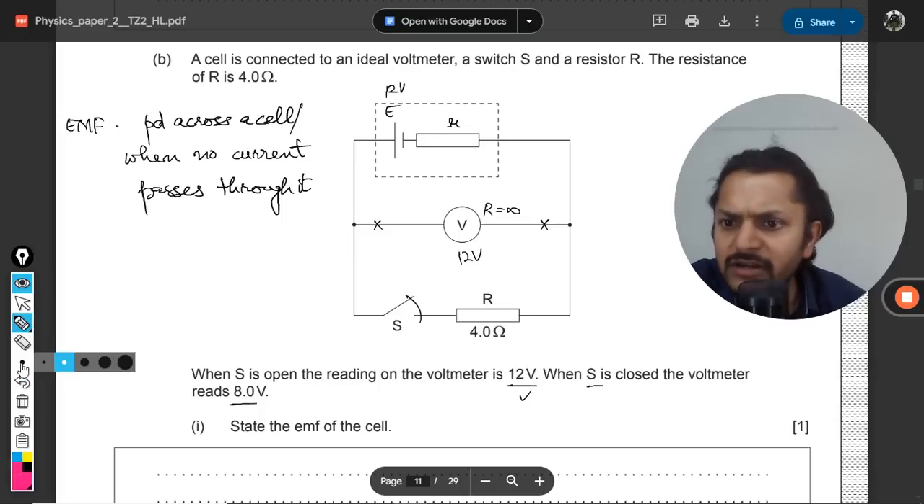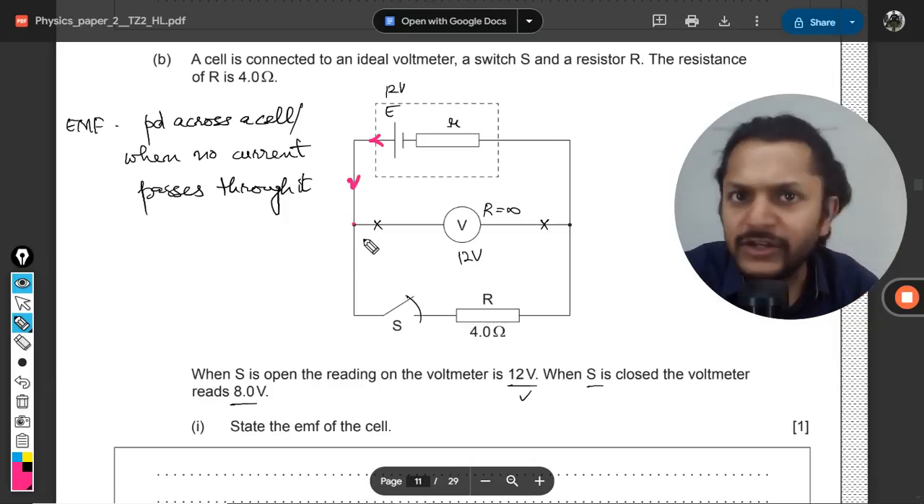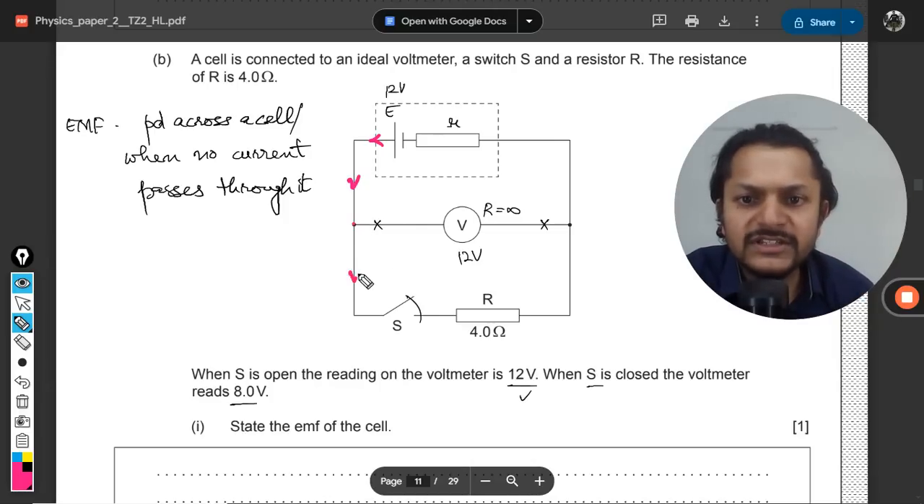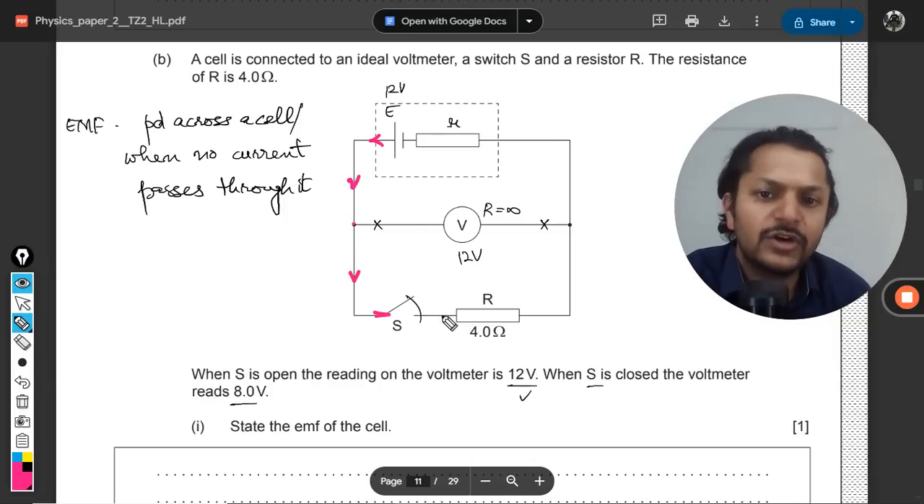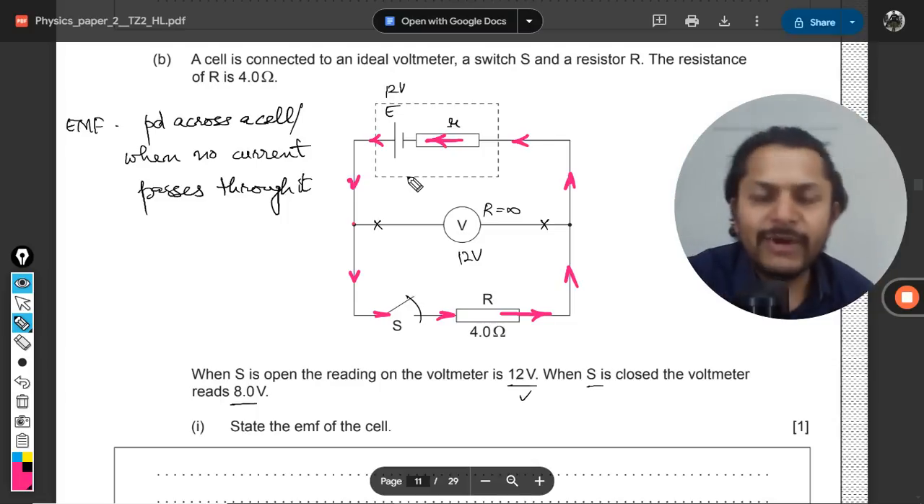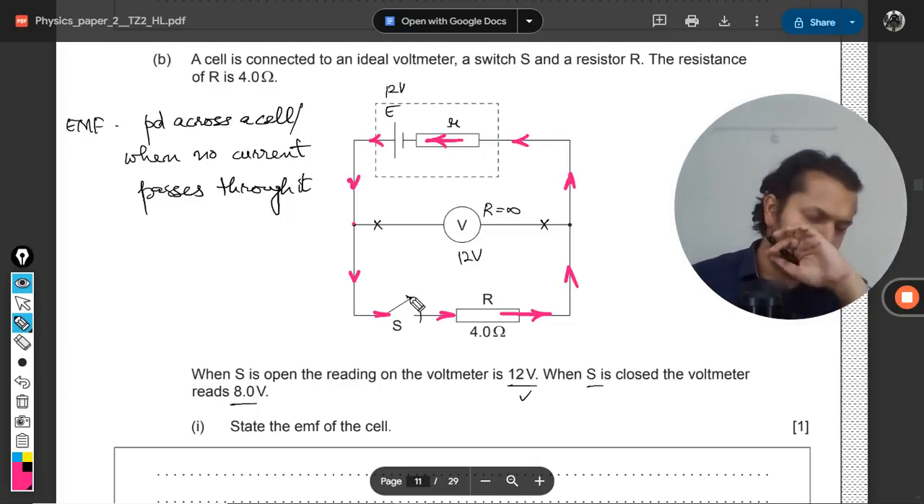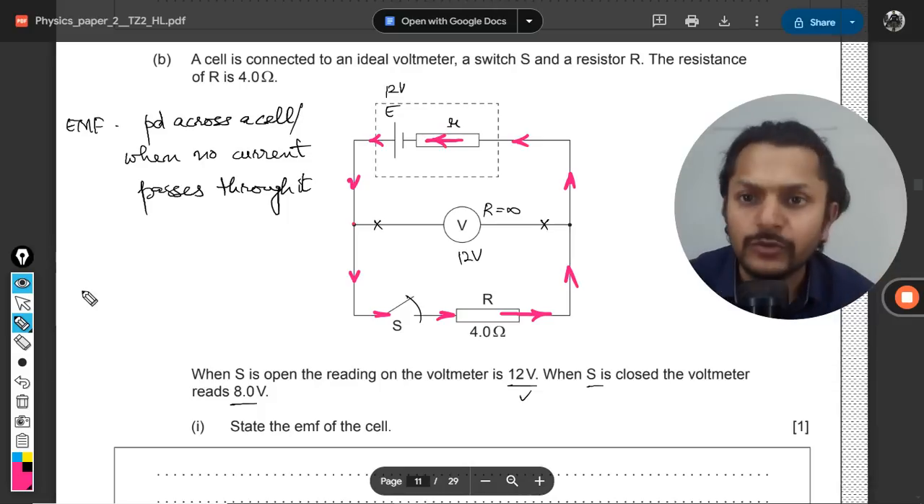So current will start moving. It will move like this, like this. But at this junction, current is not going to enter into the voltmeter because the resistance of the voltmeter is infinite. So current is going like this. It will pass through the resistor like this, and then it goes to the battery back again. So this is the loop in which the current is going to move through.